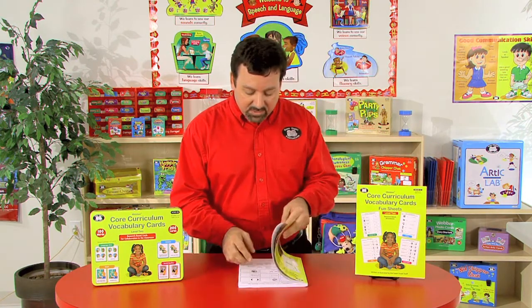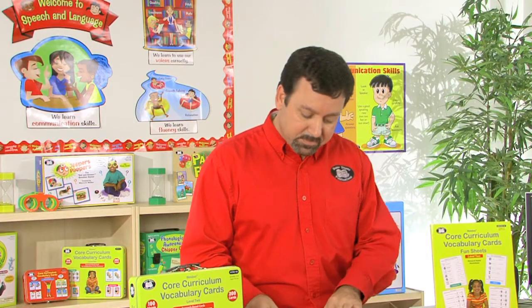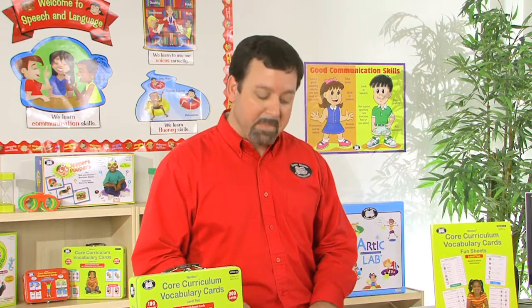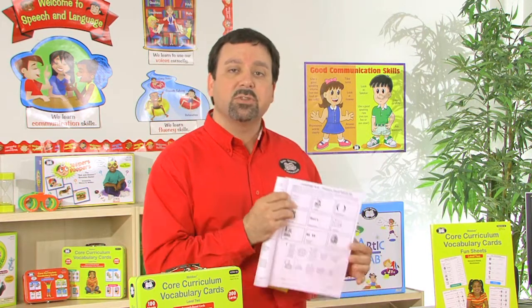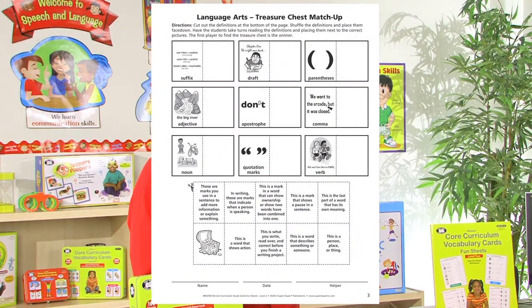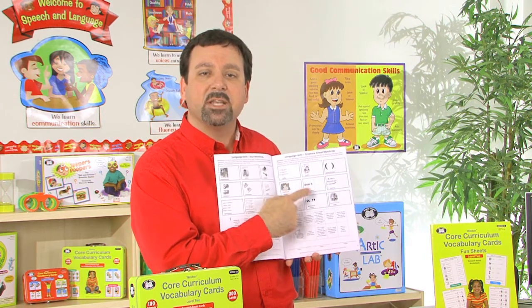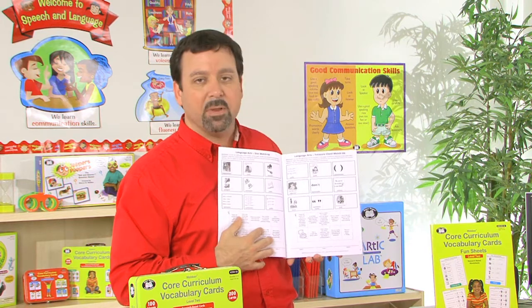So if we take a look at a few of the examples, first off in the language arts section, you'll notice for the definition matchup, if we look at page 3, on page 3 it'll say language arts treasure chest matchup. Here the items are listed at the top of the page, and at the bottom we're going to have the definitions. So we have our vocabulary terms at the top and the definitions at the bottom. We'll simply cut out the definitions, and then the students will match the appropriate definition to that vocabulary word.